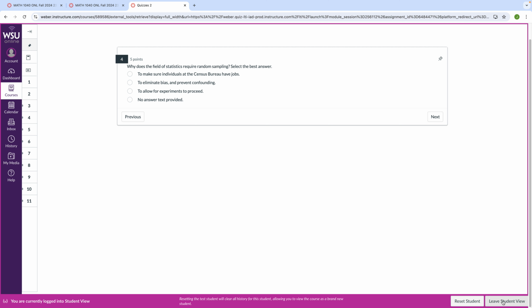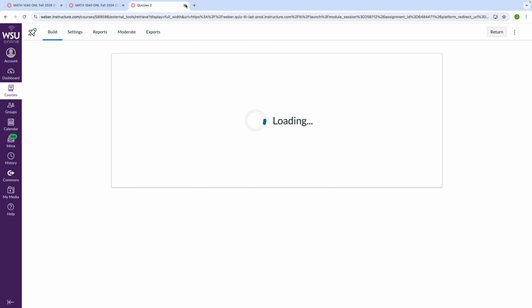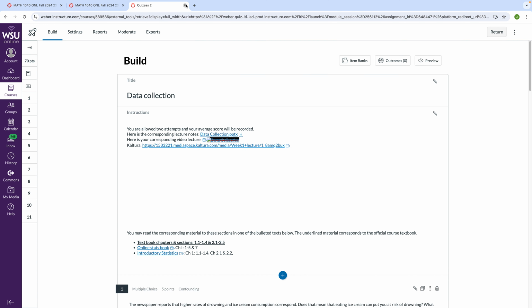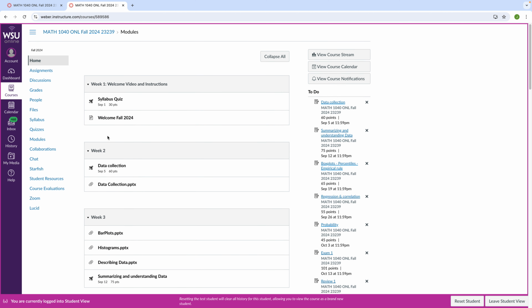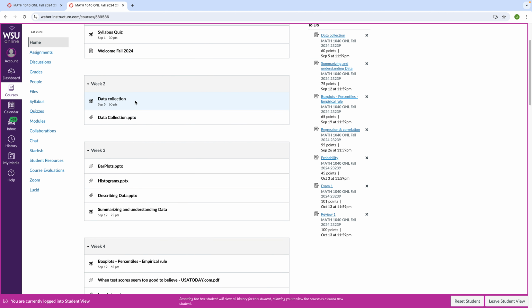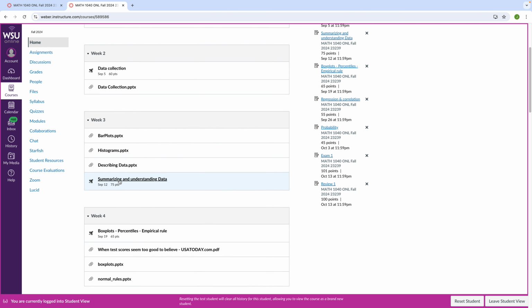Okay, so this is your weekly outlook, and it goes like this. In week one you have a quiz. It's just on the syllabus, so you have to read over the syllabus. In week two, you have a data collection quiz, and it shows you the corresponding material that you can study for the quiz, and then you can take the quiz, and it continues along that way. Generally, there's one quiz each week, not always, but generally.